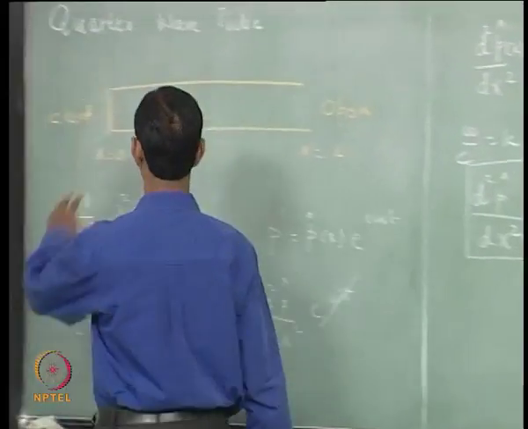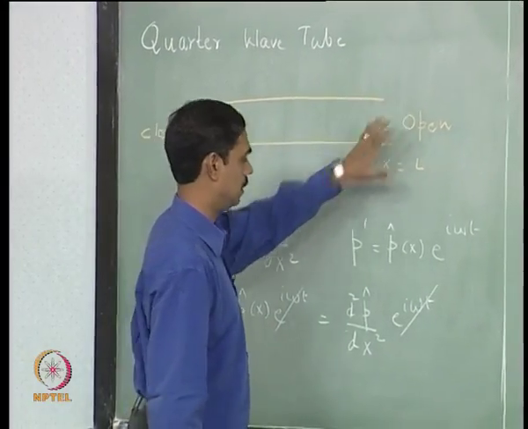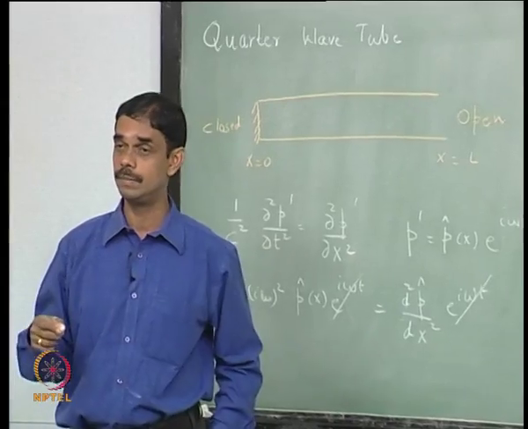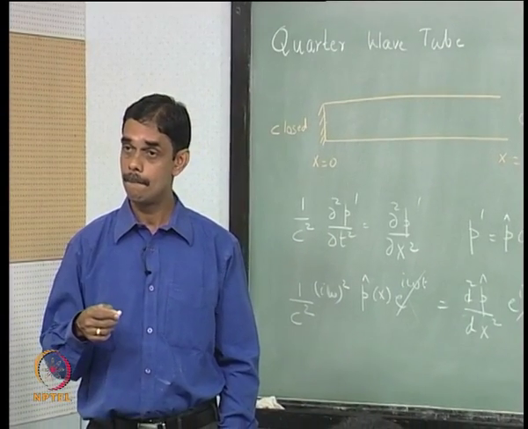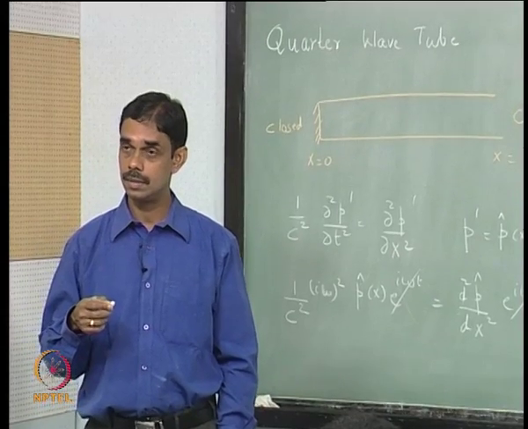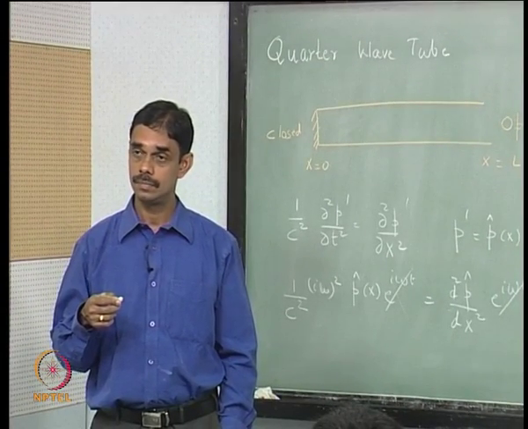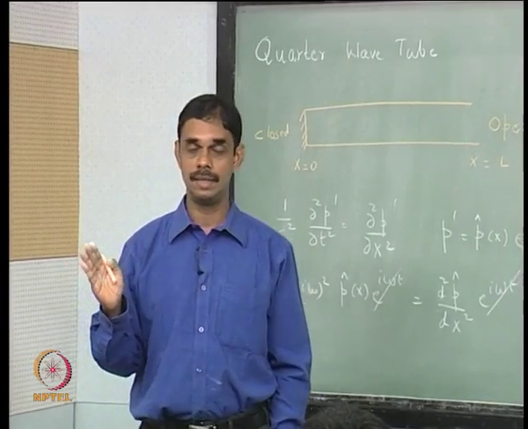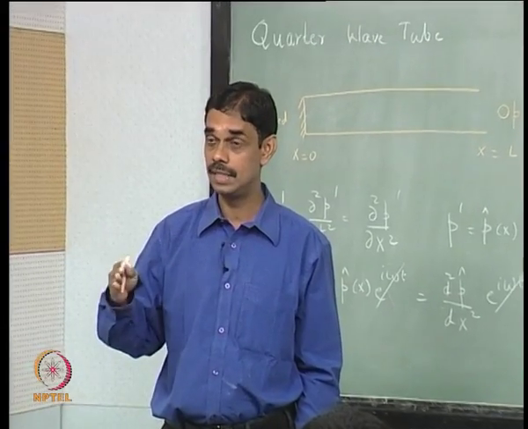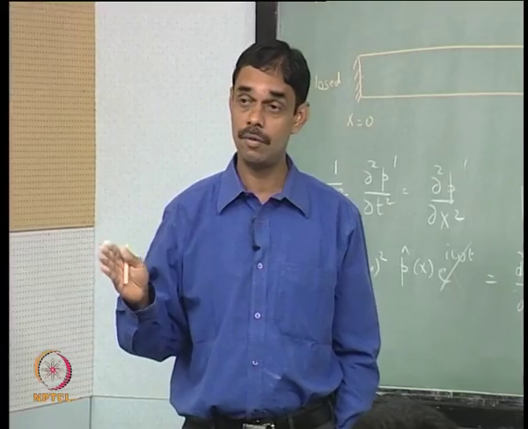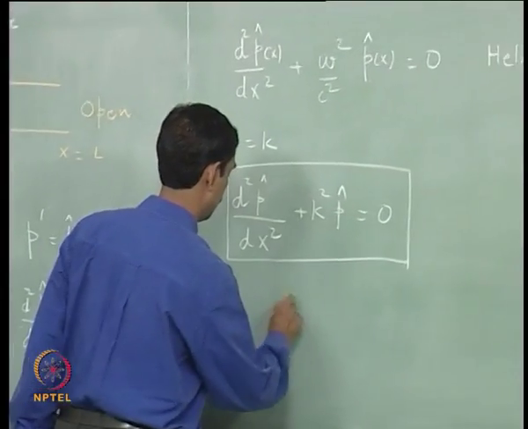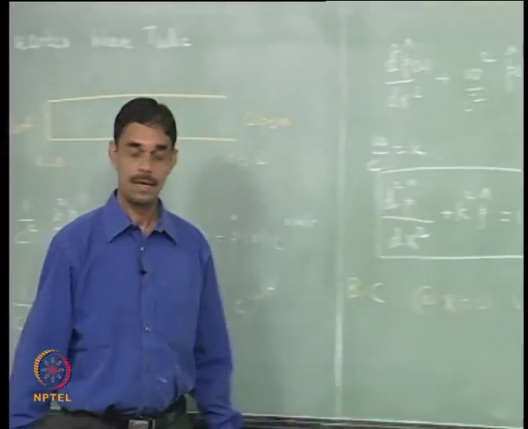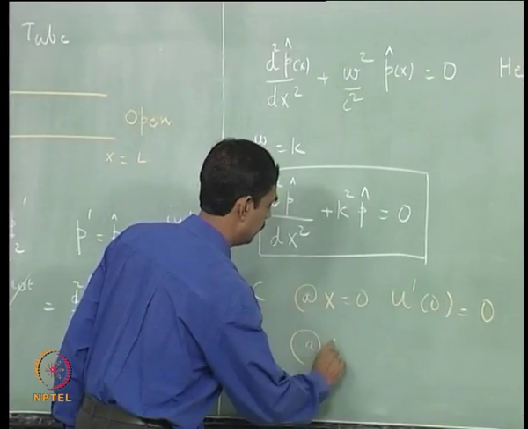So the boundary conditions are: we said that this end is closed and the other end is open. What would a closed end mean in terms of boundary condition? When you have a closed end or a rigid end, it means something is rigid, that means it does not move. So we say that the velocity is 0, that is the boundary condition. So let us write this down: at x equal to 0, u prime of 0 equals 0. Now what is the boundary condition at x equal to L?